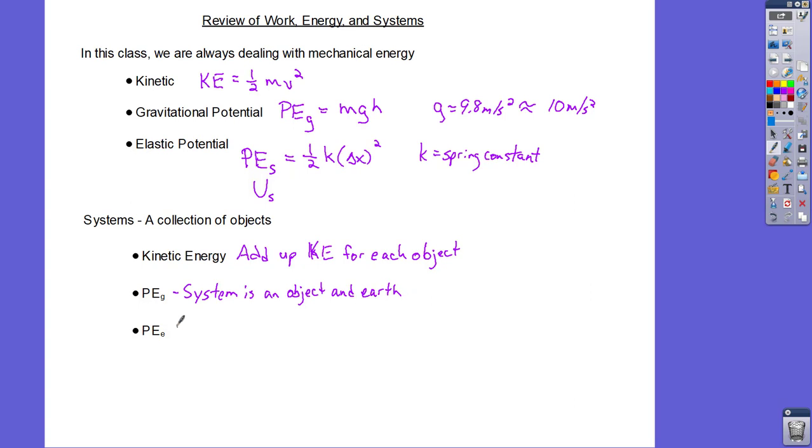And then for the elastic, and again I've already changed notation here, so that could be PES, it might also be US. Basically there's almost never more than one spring in there, so it's a spring or rubber band or something like that.